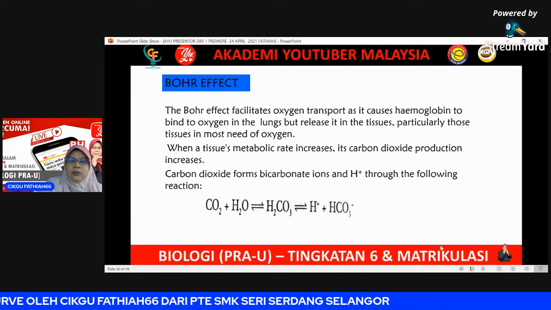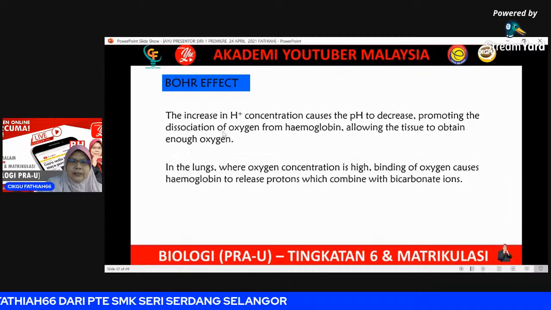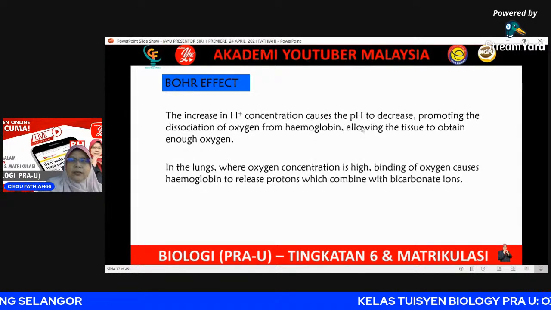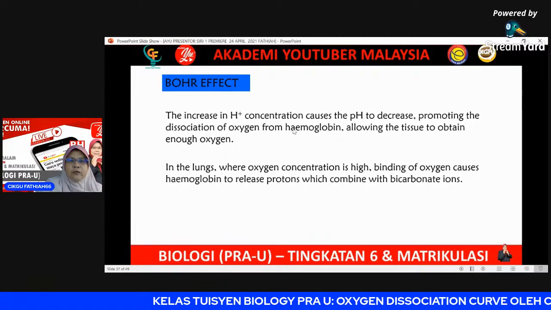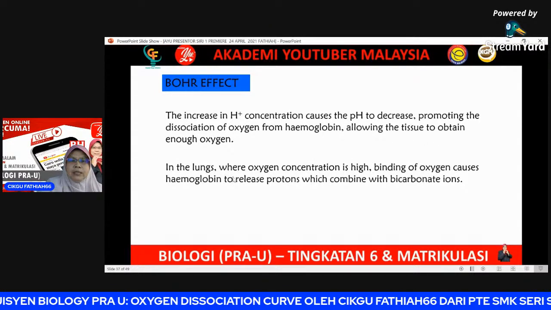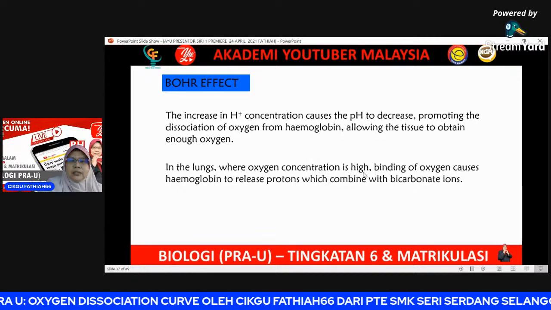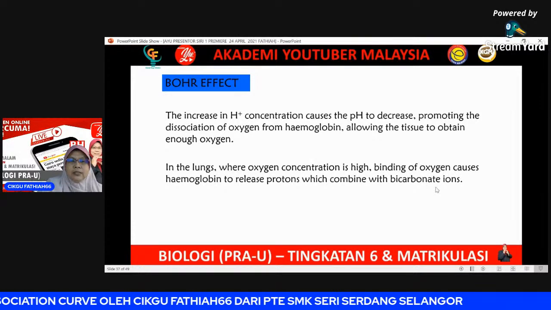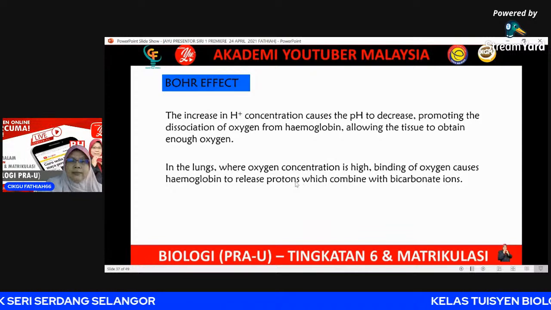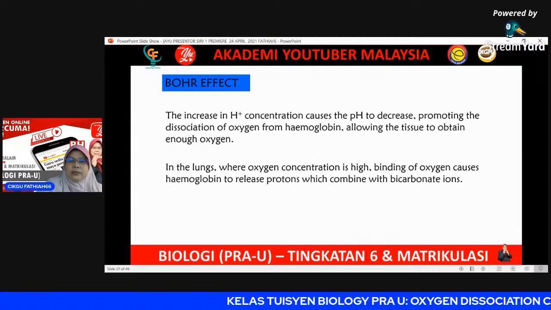The hydrogen ion will decrease the pH. The increase of hydrogen ion concentration causes the pH to decrease, promoting the dissociation of oxygen from hemoglobin, allowing the tissue to obtain enough oxygen. In the lung, when the oxygen concentration is high, binding of oxygen causes hemoglobin to release protons, here actually hydrogen ions, which combine with the bicarbonate ions.